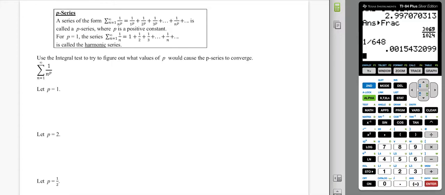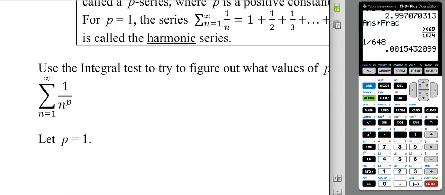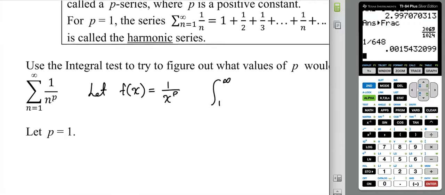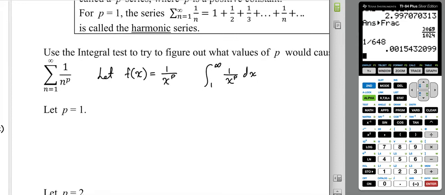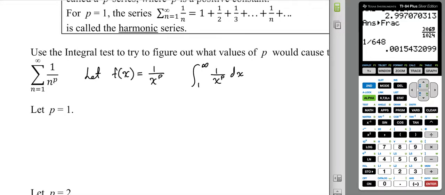So we're going to let f of x be equal to 1 over x to the p power. And so by the integral test, we would be looking for the integral over the interval of 1 to infinity of x to the p dx. Then I can take that further. We would let the upper bound be a.